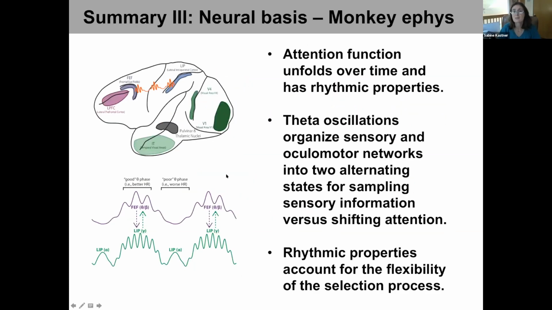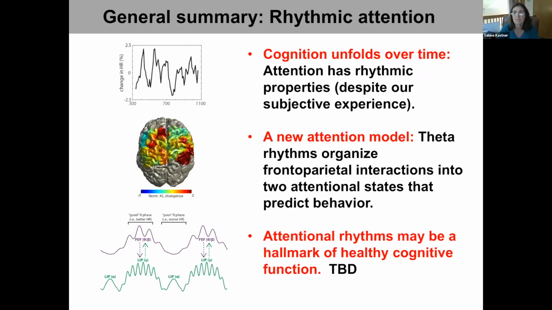Now, let me summarize briefly this part of my talk, and then the entire talk. I showed you that attention function unfolds over time and has rhythmic properties. So it's not stationary or static over time, it's very dynamic. Theta oscillations organize sensory and oculomotor networks into two alternating states for sampling sensory information versus shifting attention. And we think that these rhythmic properties account for the flexibility of the selection process. Importantly, we see this both in non-human primates as well as in the human brain.